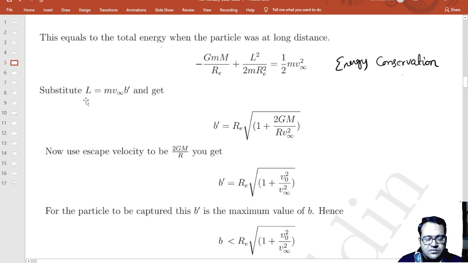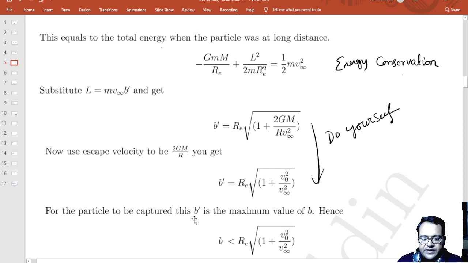We need to substitute the value of L here. So then we get B dash is R_E times the square root of 1 plus 2GM by R, just put L here. Then you get B dash. Then use the escape velocity expression 2GM by R. Then you get this B dash. So do this little math. I always like writing this common error.